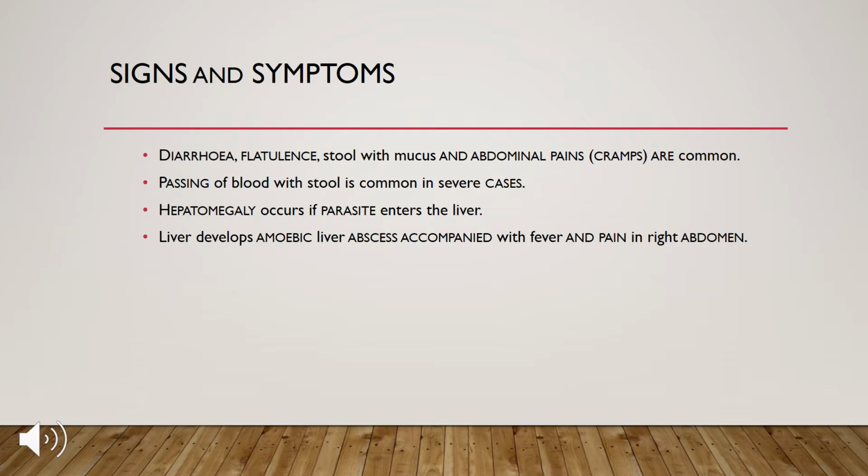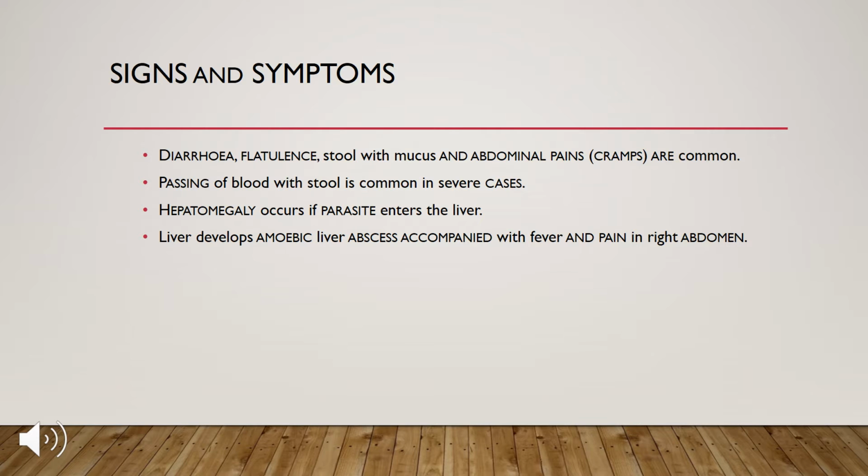Signs and symptoms of amoebiasis. The symptoms which you will show if you are suffering from amoebiasis are diarrhea, flatulence, stool with mucus, and abdominal pains, that is called cramps. These are the common symptoms. You will pass watery stool. Passing of blood with stool is common in severe cases. So if this infection is severe, you will observe blood with the stool.